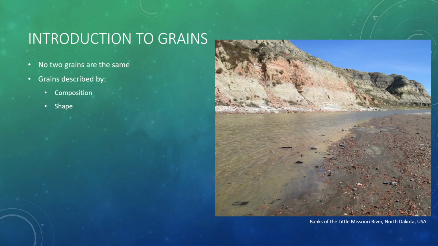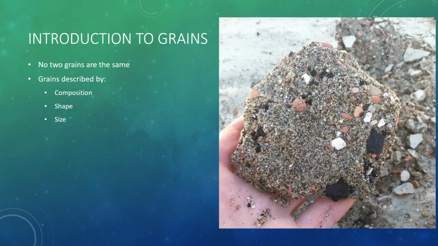Now, this point bar on the banks of the Little Missouri River in North Dakota in the United States, it's a little tough to see from the scale of the image here, but there are a vast array of different shaped gravels and sands. And then finally, its size, which ranges from boulders to clays. We can see here there are grains that are nearly invisible to the human eye. And then we see these much larger pebbles and cobbles strewn throughout. Now, we're not going to be talking much about composition in this video, but we are going to be focusing on shapes and sizes of grains. So let's switch over to shapes.